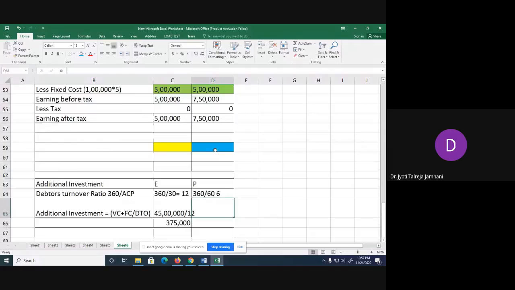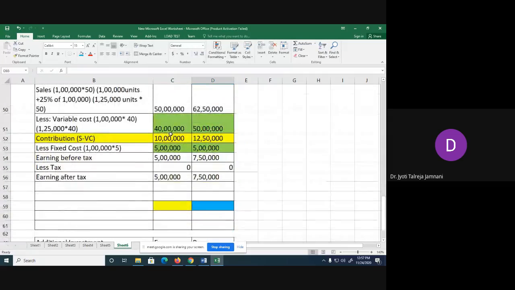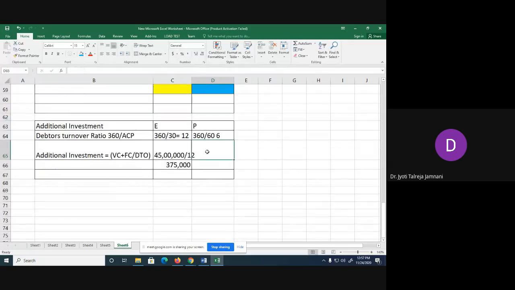Next we will do the proposed plan. The variable cost is 50 lakh and 5 lakh is fixed cost, so it will be 55 lakh divided by 6 times. That is 9,16,666.66. You take it as 9,16,667. So this is the additional investment.